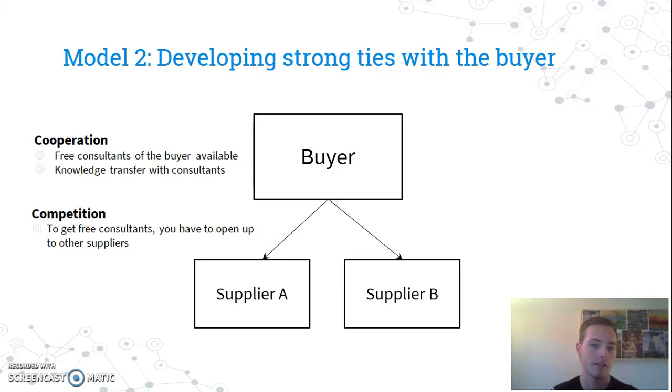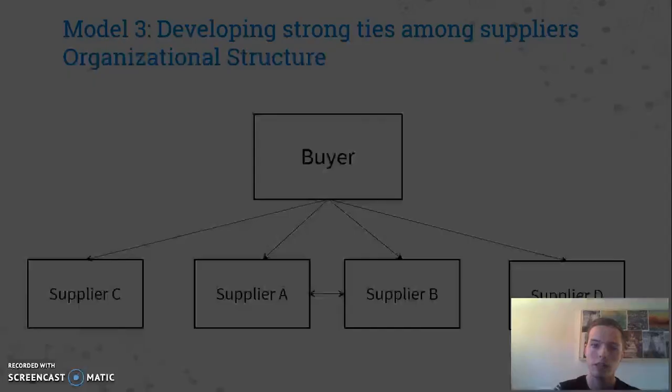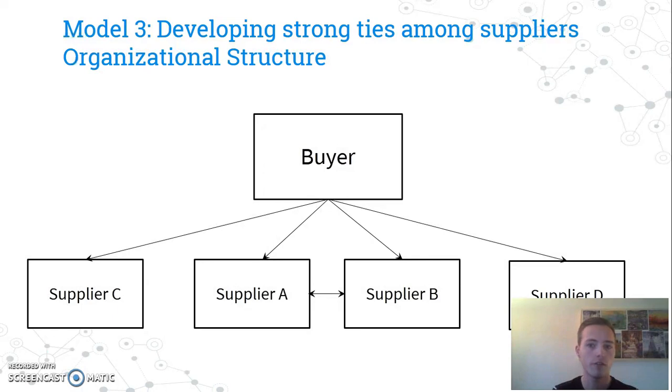And in the third phase we will see that the network is entirely established, so they will share tacit knowledge among each other, the suppliers, and they will work as one entire network. So the structural holes are disappearing. And this also means, if you compare it to Model 2, that in Model 2 the suppliers were visiting each other maybe 7 times a year, and now you see that's approximately 34 times. So it's a really big increase in cooperating with each other.